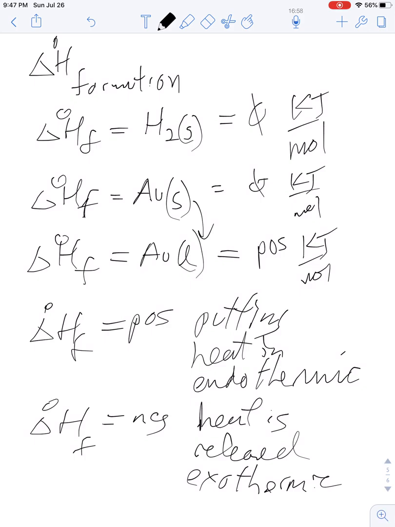Okay, so that's enough for today, and then tomorrow we will work on what delta H of reaction is and learn how to calculate that.